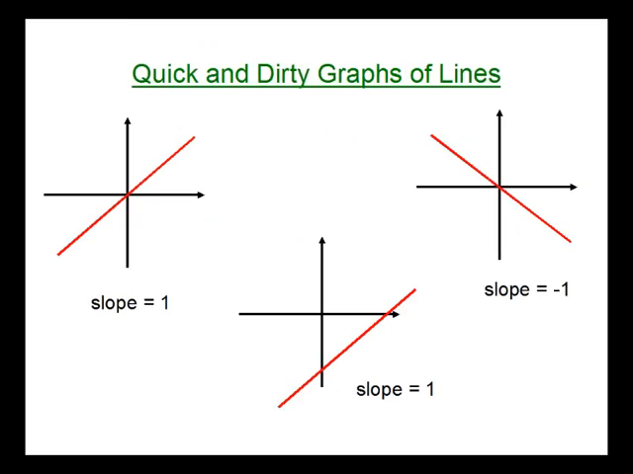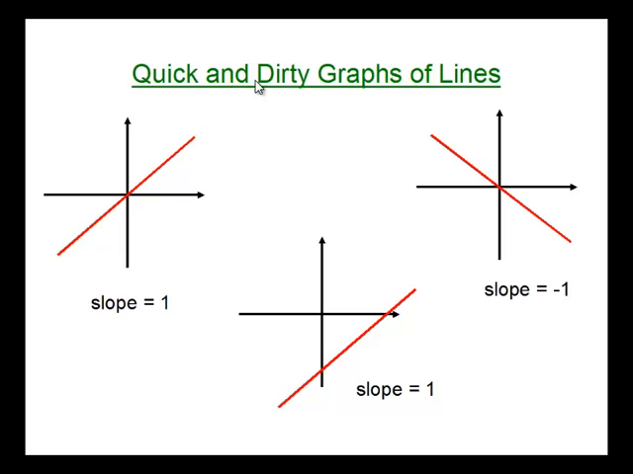So quick and dirty review here. What do various slopes look like? If the slope is 1, your rise is equal to your run. Rise over run equals 1. That means your rise equals your run. And so for every 1 you go over, you go 1 up. You may recognize that as a 45-degree line.